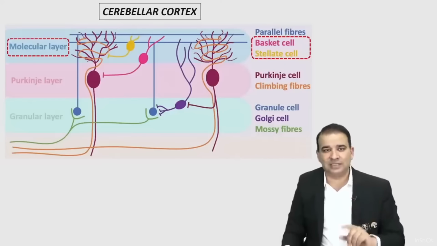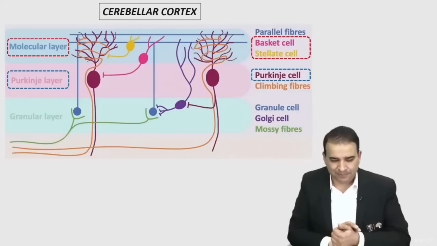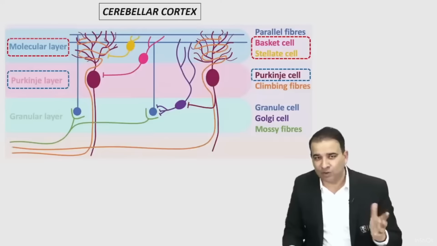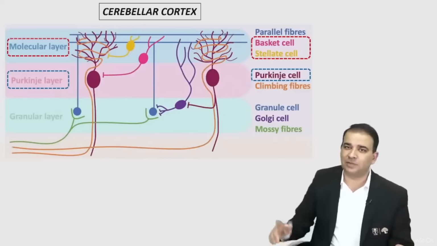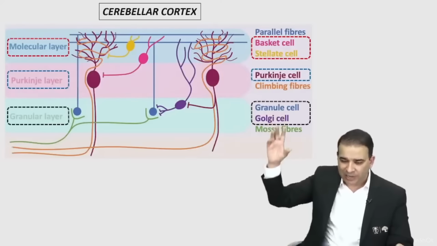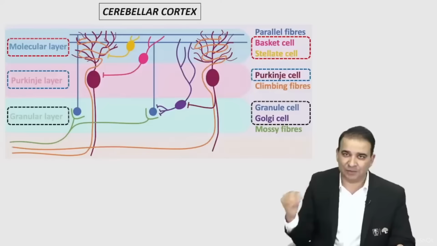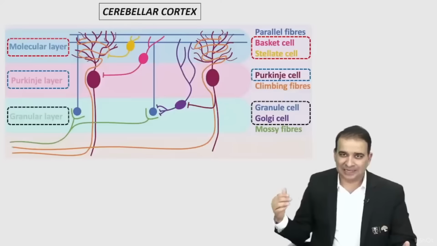The second layer over there is a Purkinje layer, and obviously the name says it, the Purkinje cells are there. And then we have the granular layer, the G for granular layer, and whatever cells are present in the granular layer, their spelling also starts with G, that is granule cells and Golgi cells. So total in the 3 layers of the cerebellar cortex, we have total 5 types of cell: basket, stellate, Purkinje, granule, Golgi. Basket, stellate, Purkinje, granule, Golgi.